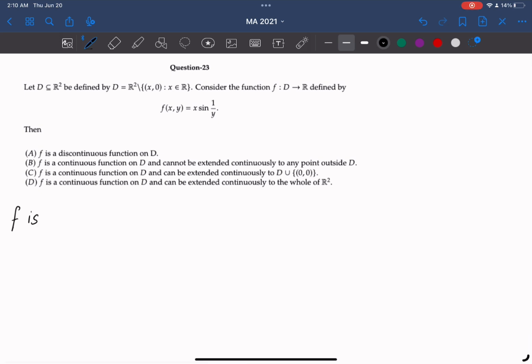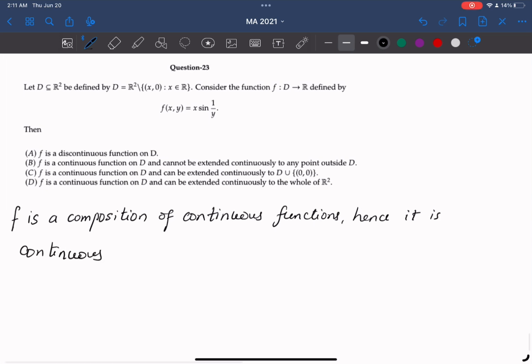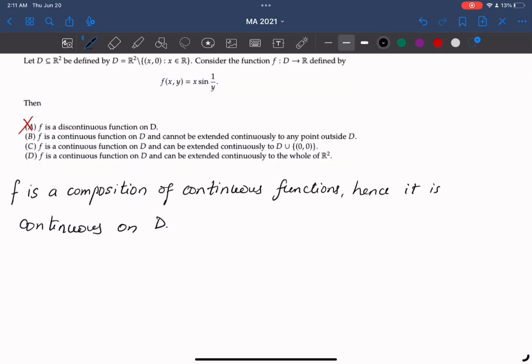Now in this function, one thing to notice is that it is a composition of continuous functions on the given domain. For example, x is a continuous function, sine is a continuous function, and reciprocal of y is a continuous function whenever y is non-zero. So on the given domain, f is a continuous function because it is a composition of continuous functions. So option A is wrong.